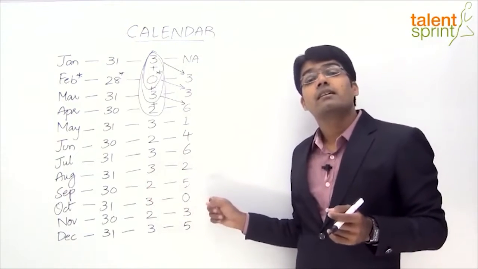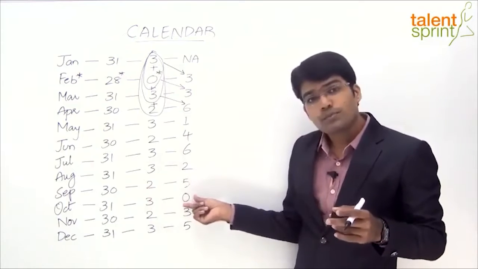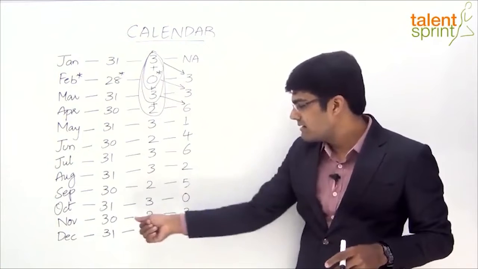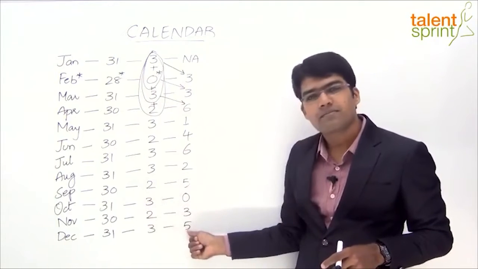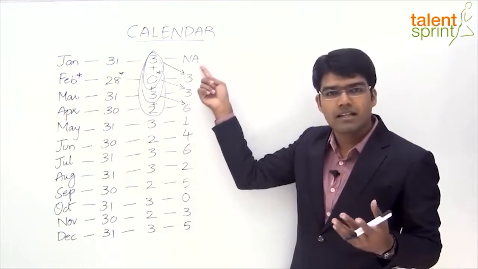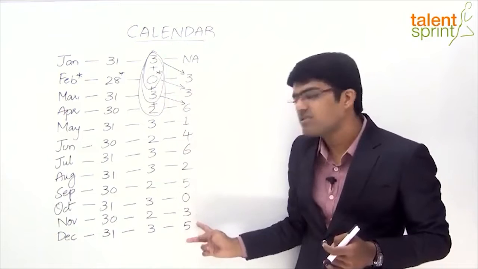So if we have to calculate any date for October, what do we do? Take 0 plus that date of October. November it is 0 plus 3, 3. December it is 3 plus 2, 5. Right? So just remember this table here. For Jan we have nothing here. Then 3, 3, 6, 1, 4, 6, 2, 5, 0, 3, 5.